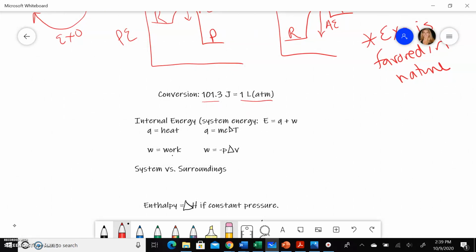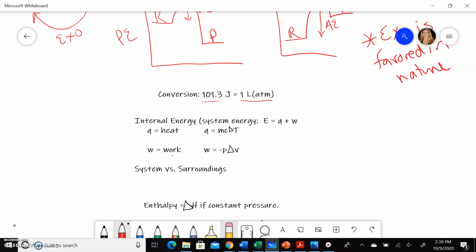We're going to talk a little bit about heat and work, because the combination of these two is the internal energy or the system energy. You're going to see E, which stands for the energy, and sometimes they use U for that. There's going to be a lot of variables for this chapter, so again, the summary that I posted in Canvas will definitely help you a lot.